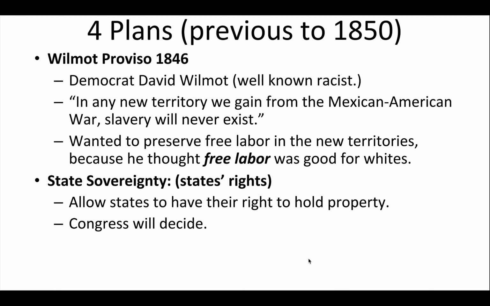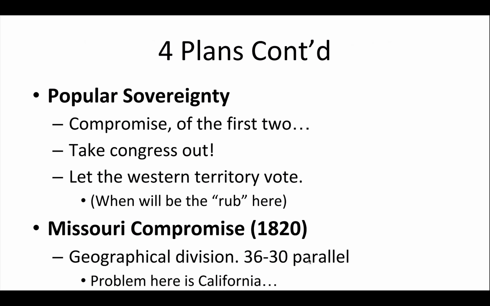Okay, another plan was state sovereignty. Your state's right. Allow states to have their right to hold property, and then Congress will decide. Okay, so there's 2 theories. Here's the next one. Okay, popular sovereignty. You're going to hear a lot about popular sovereignty. Okay, it's basically a compromise of the first 2 plans.